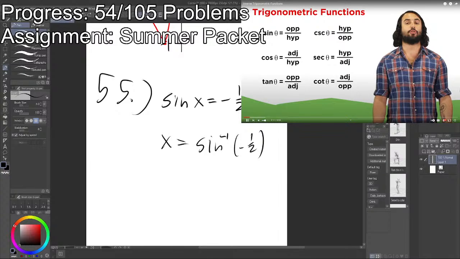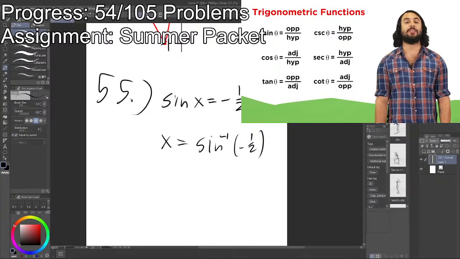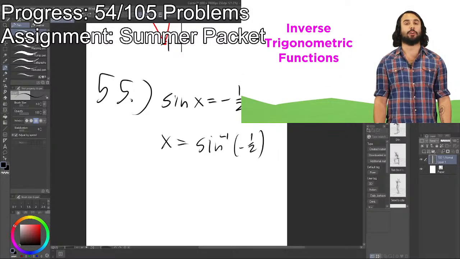We know about the 6 trigonometric functions, and we know about inverse functions. So it's time to learn about inverse trigonometric functions.